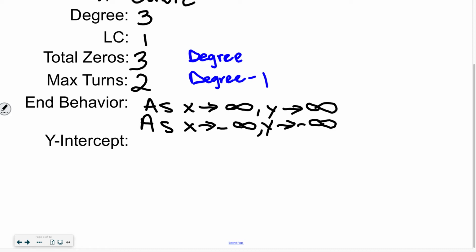And then last, y-intercept, (0, negative 5). That was our constant that we identified at the very beginning.